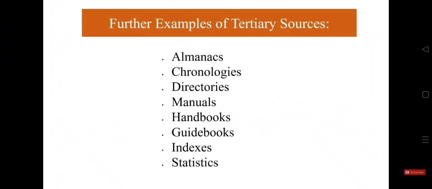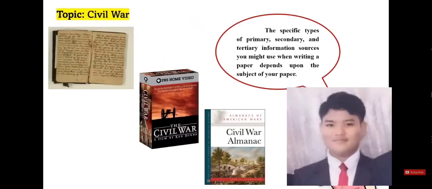And here are further examples of tertiary sources. We have almanacs, chronologies, directories, manuals, handbooks, guidebooks, indexes, and statistics. The specific types of primary, secondary, and tertiary information sources you might use when writing a paper depends upon the subject of your paper. Example here, we have the topic Civil War.